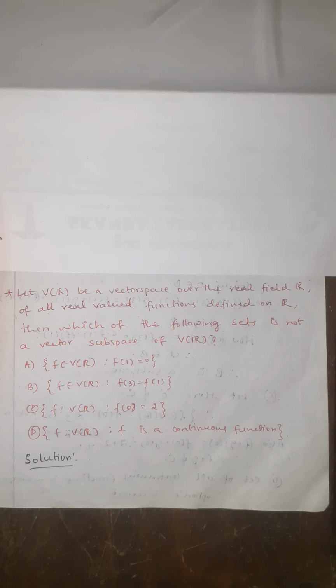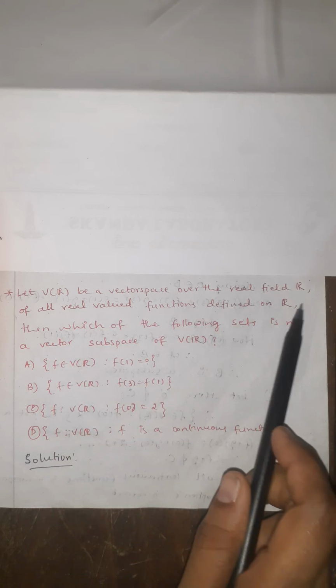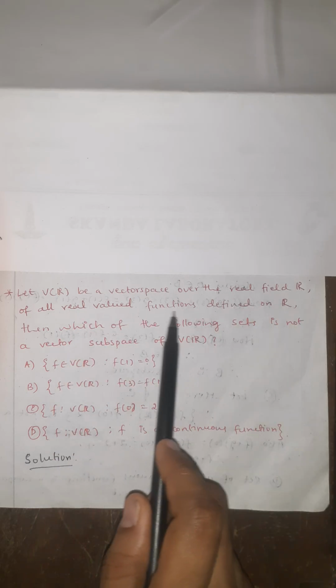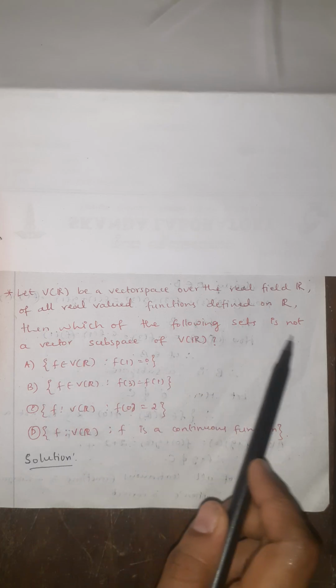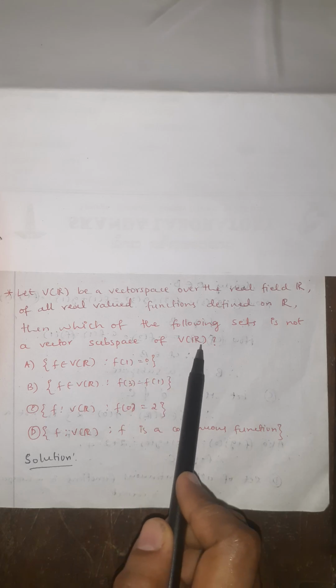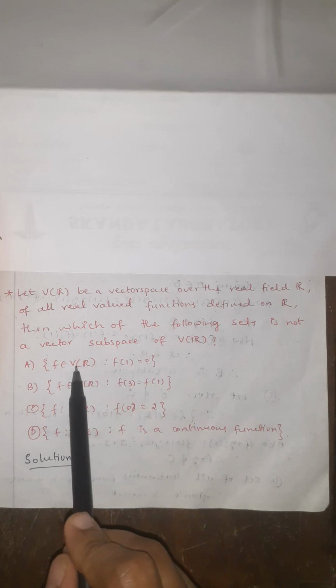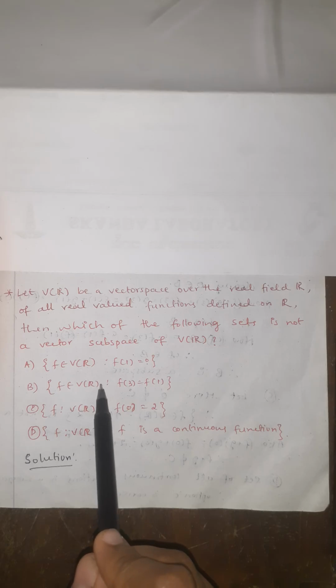Today I am back with some collection of questions from linear algebra. First question: let V of R be a vector space over the real field R of all real valued functions defined on R. Then which of the following sets is not a vector subspace of V of R? Here in the given options we have to choose a set which is not a subspace.